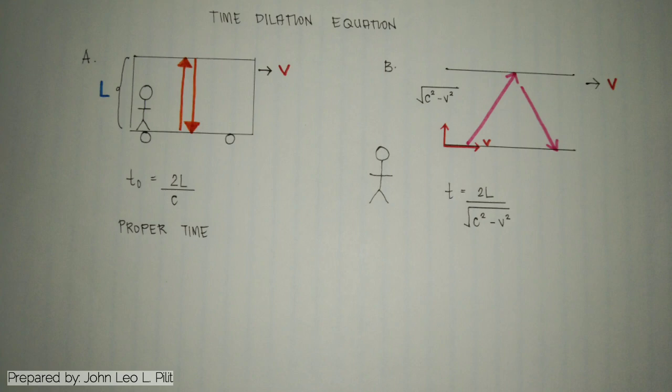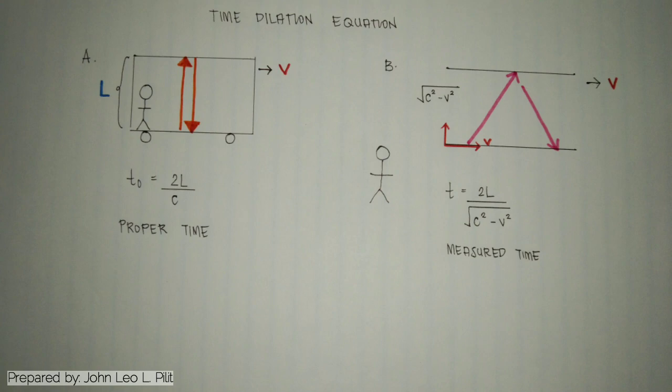As an observer on the ground, you have noticed that the light beam released from point A did not actually come back to its point of origin and just landed somewhere else. It has a different starting point and an end point, so we call this time the measured time.